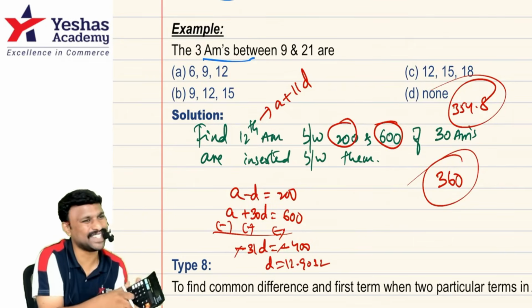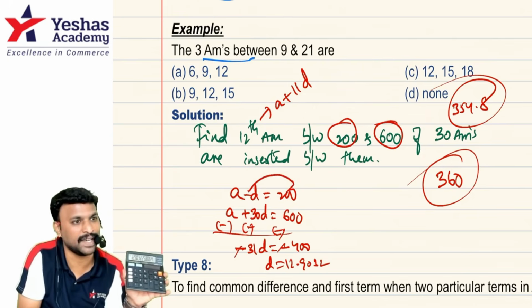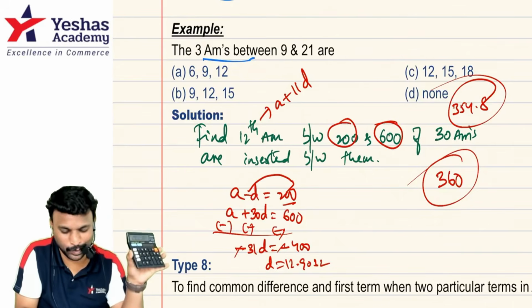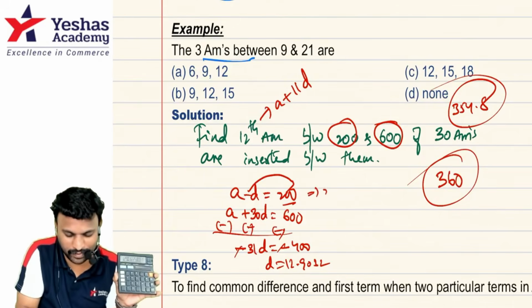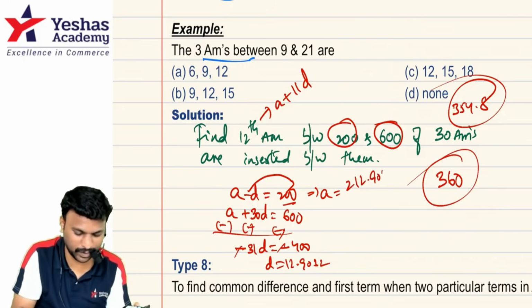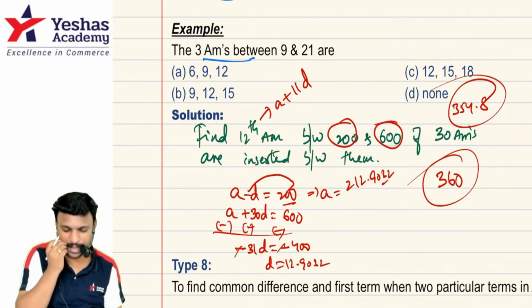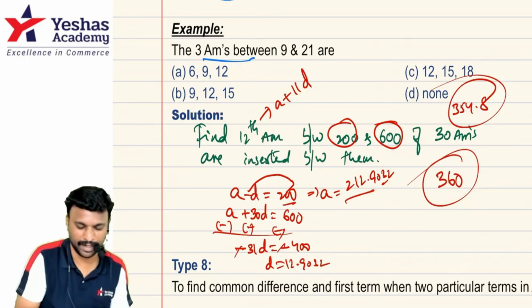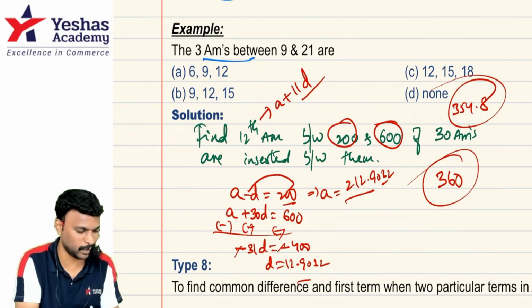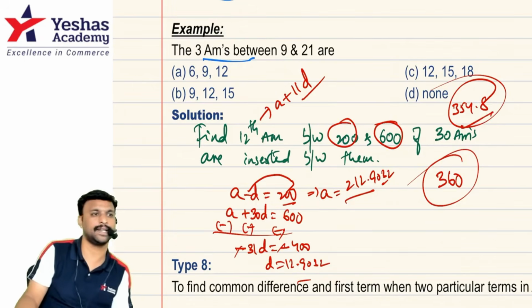Guys, you need not write this on paper, because this minus D becomes plus D here. Add 200 to get the A value. To this D value, add 200, you get the value of A. What is A? 212.9032. Take 4 digits to get a more accurate answer. I have A, I have D. Now 11 into 12.9032 plus the A value, 212.9032. That fetches you 354.8. That's the right answer.